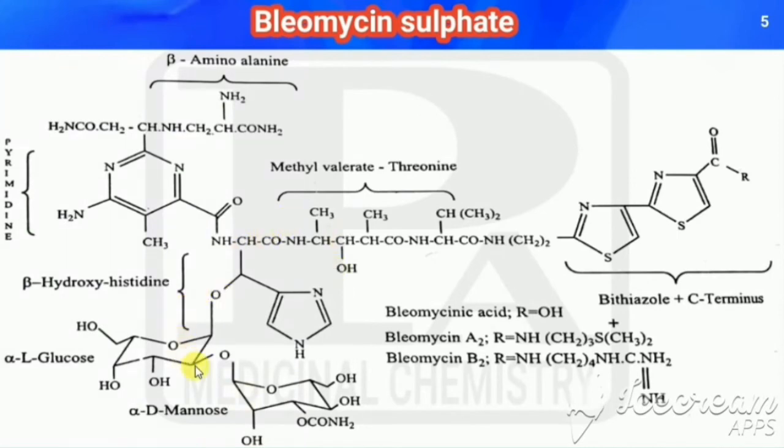This bleomycin sulfate is having two types, one is bleomycin A2 and another one is bleomycin B2. One more form is called bleomycinic acid. In the case of R, where we have a hydroxy group, that is called bleomycinic acid, and where we have NH thrice and SCH3 twice, that is called bleomycin A2, and where we have NH 4 times and NHC NH2 double bond NH, that is called bleomycin B2.